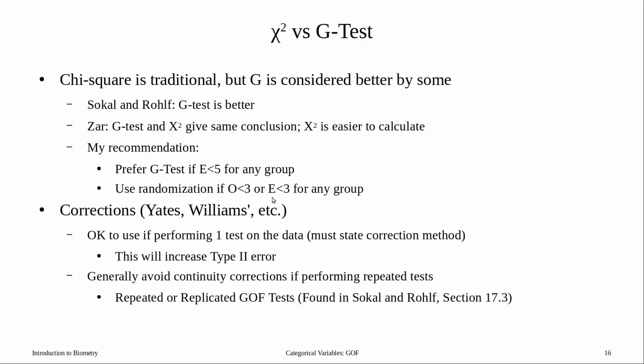If we have an observed or an expected value that's less than 3 for any of our categories, then my suggestion is to use randomization methods. And we will get to those.